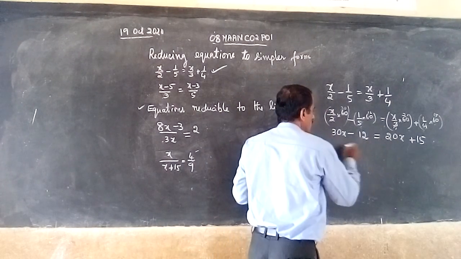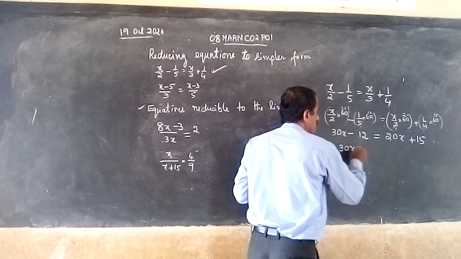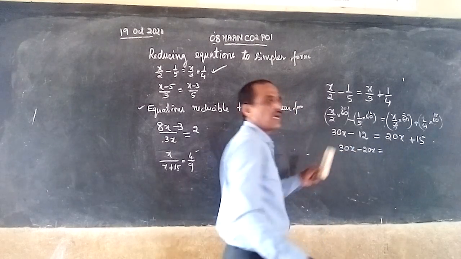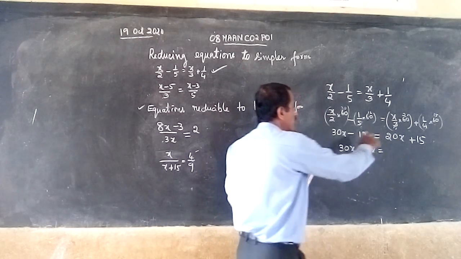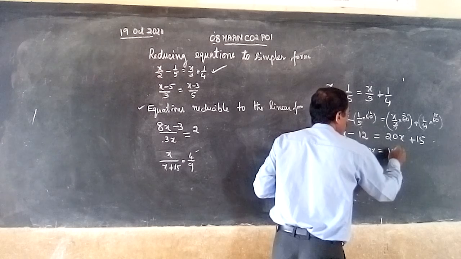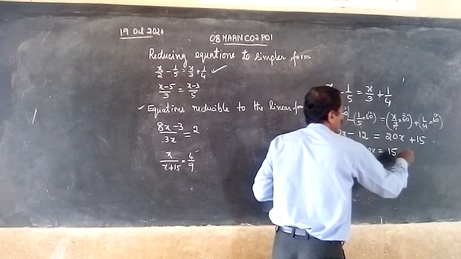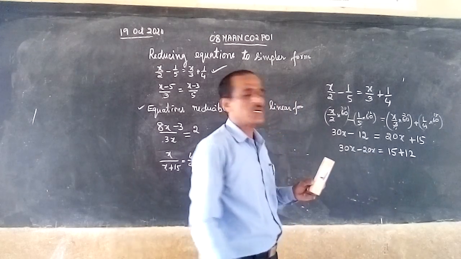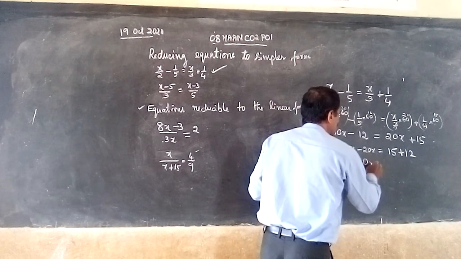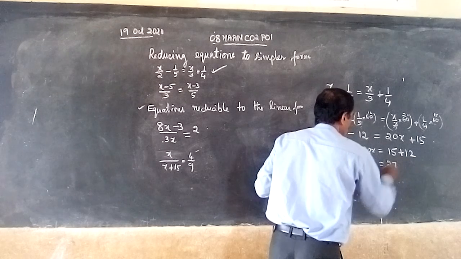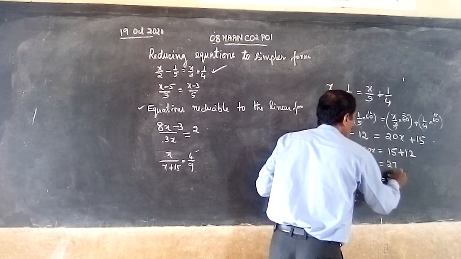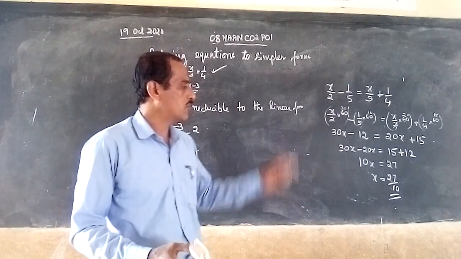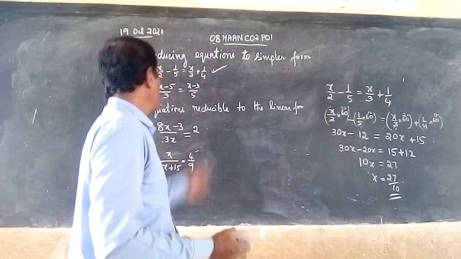Now carry this 20x to the left hand side. It becomes minus 20x. The variable side is carried to one side. Carry this 12 to the other side, the whole number, it becomes plus 12. So 30x minus 20x is equal to 10x, is equal to 27. Therefore, x is equal to 27 by 10. So this is the value of the variable. x is equal to 27 by 10. Like this we will do.